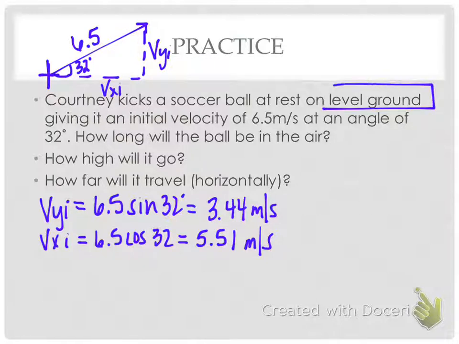What does this tell us here? It's on level ground. What does that give us a clue as to? Starts at 0, right? And it's probably going to end at 0. It doesn't tell us it's landing below where it started. It's not landing up higher than it started. So that means that our y final and our y initial would both be 0.